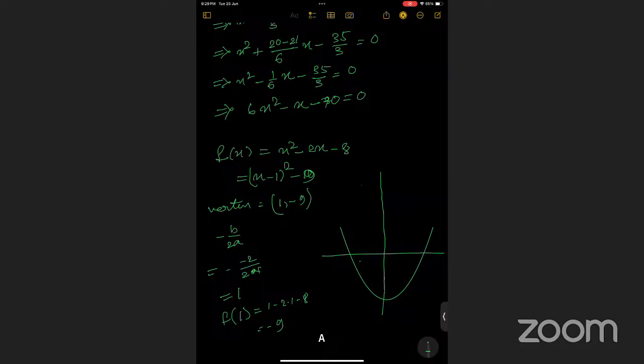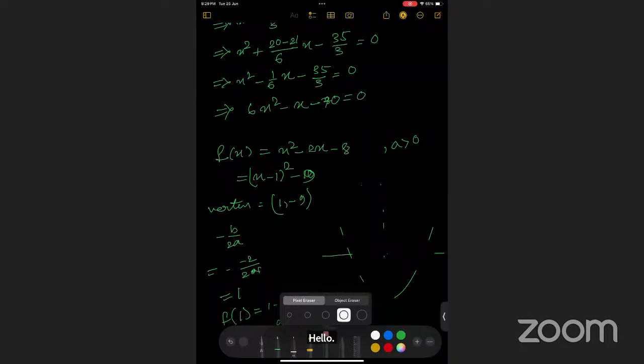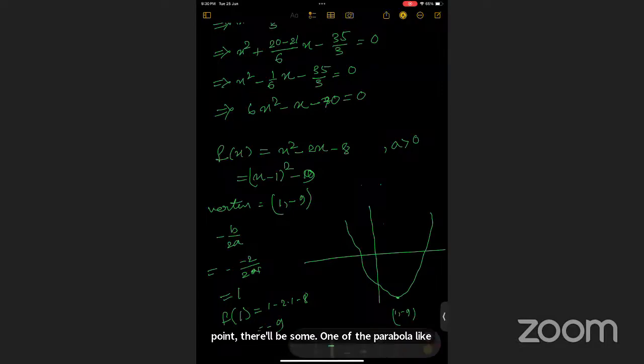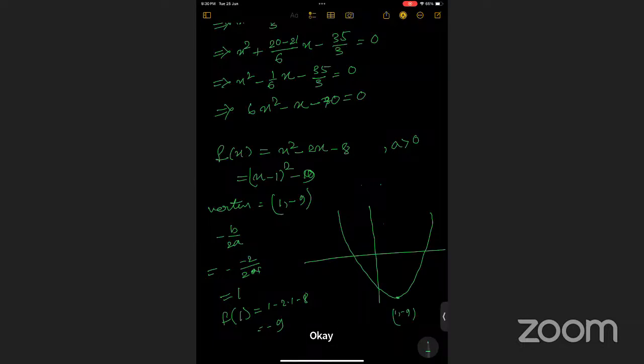So we have the vertex as (1, minus 9). And since a is greater than 0, the direction will be upward, right? So if this is our coordinate system, this point will be (1, minus 9) in the equation of the parabola like this.